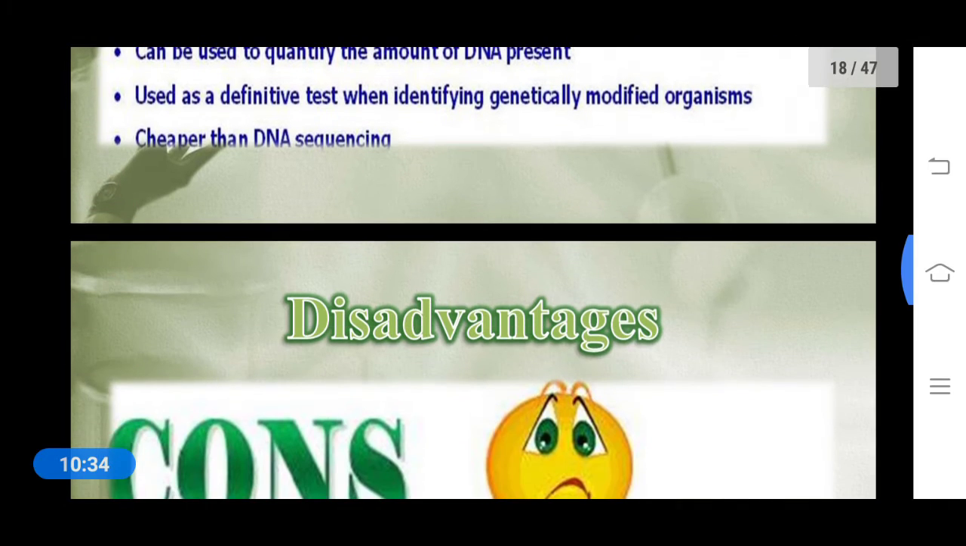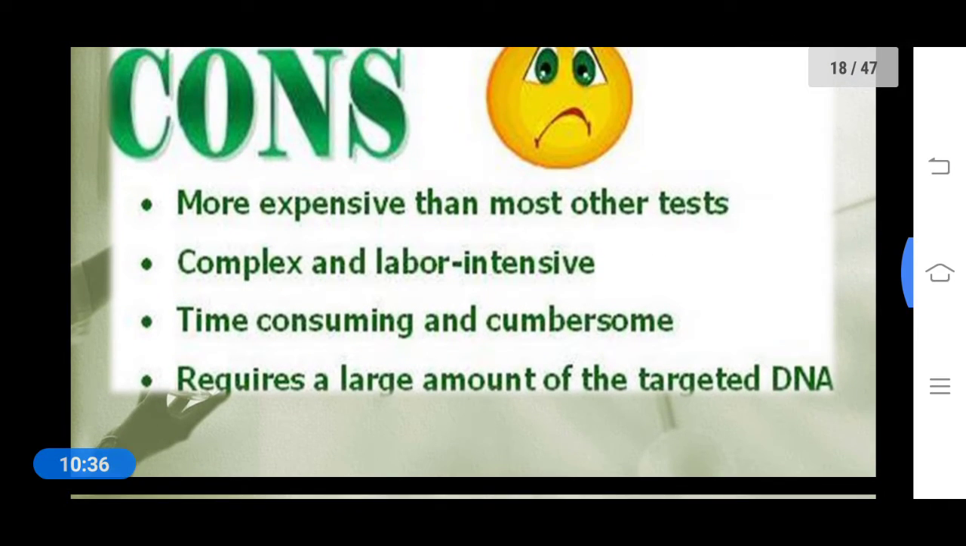These are the advantages. If you see the disadvantages, it is more expensive, complex, it should be done manually and is time consuming, and it requires a large amount of target DNA. This is about Southern blotting. Okay.